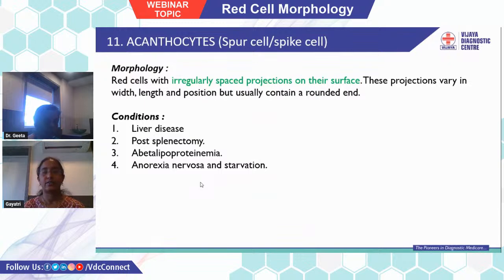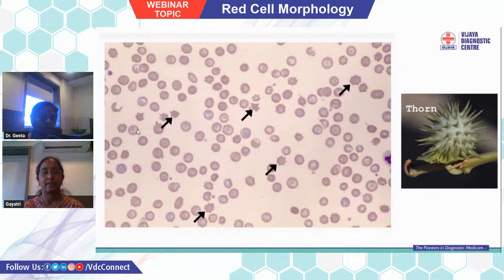Acanthocytes, or spur cells or spike cells. These are cells with irregularly spaced projections on their surface. These projections are of different length, width and position. These cells are most commonly seen in liver diseases, post-splenectomy, abetalipoproteinemia, anorexia nervosa, and starvation. This is how a thorn cell looks, with irregular projections that are irregularly spaced.